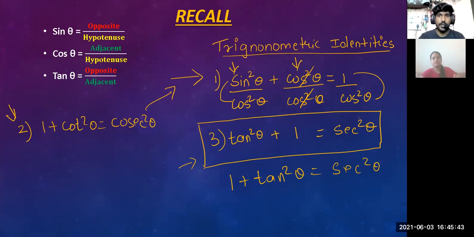Okay. So whenever I say trigonometric identities, these three formulas should come to your mind. Sine square theta plus cos square theta is equal to 1. First one. Second, 1 plus cot square theta is equal to cosec square theta. And third one, 1 plus tan square theta is equal to sec square theta. Three trigonometric identities. We'll be using these extensively in the sums.